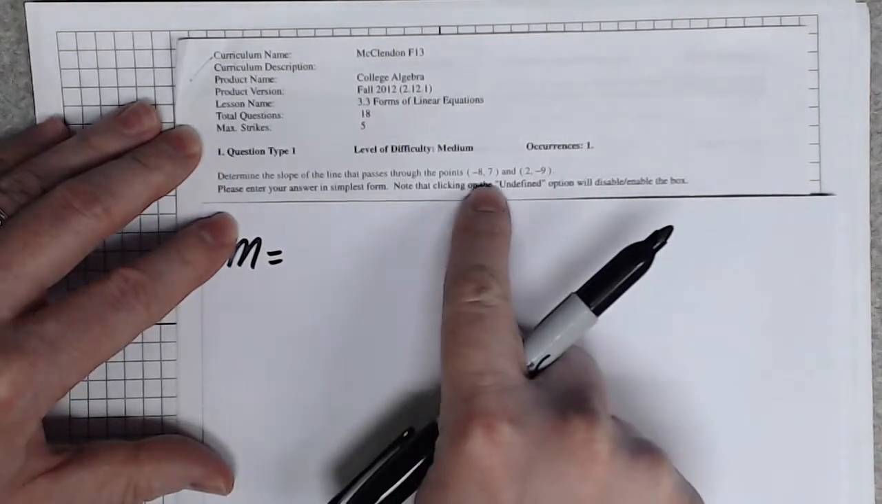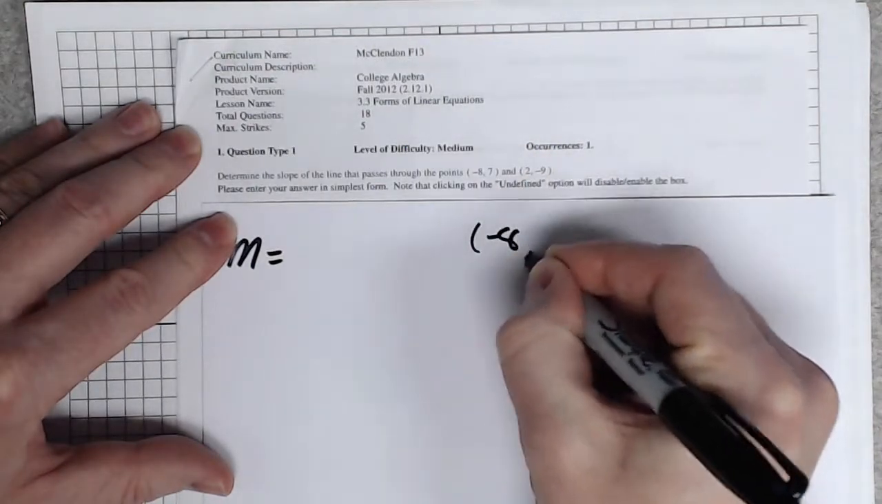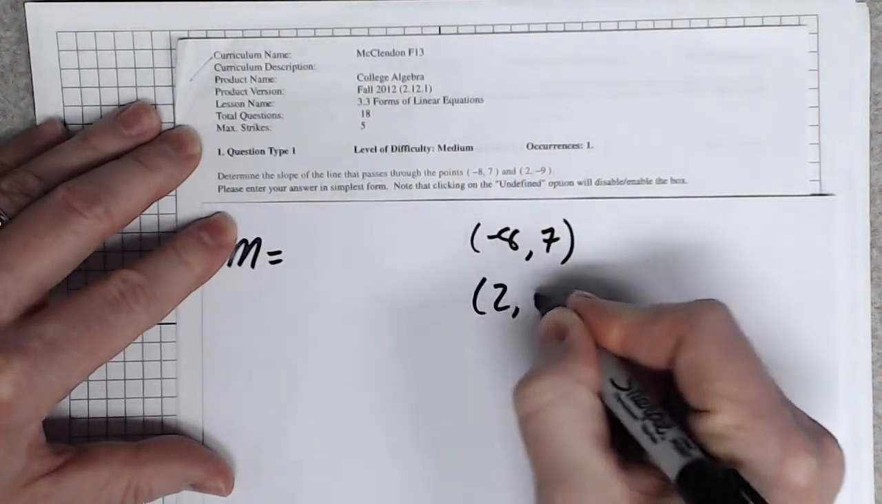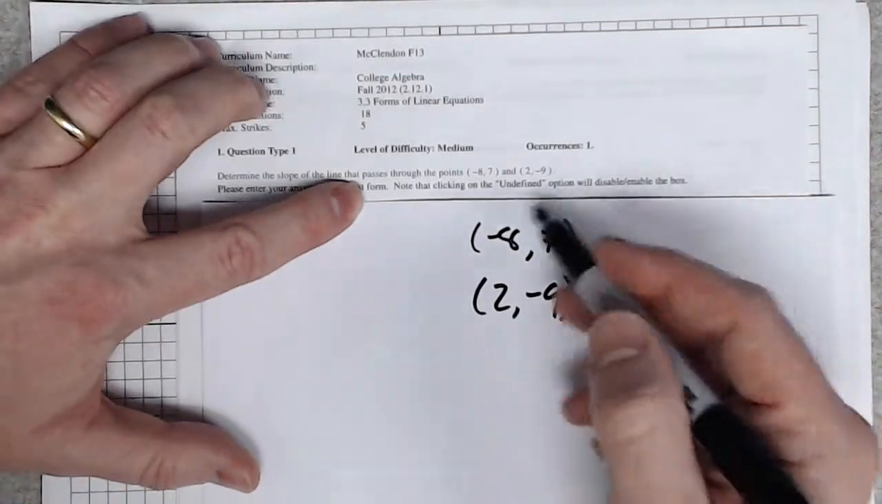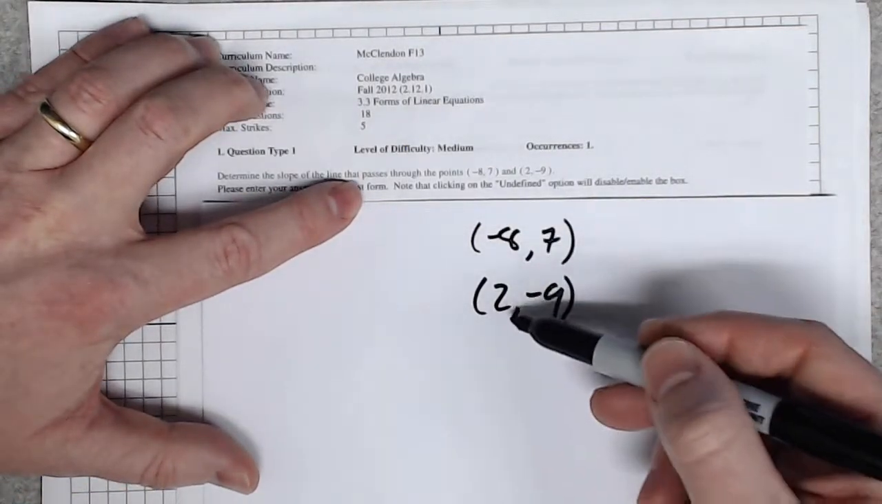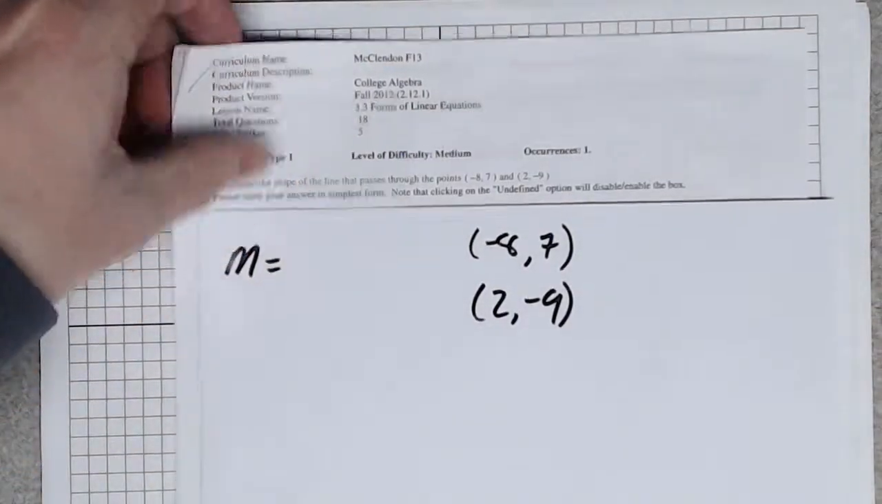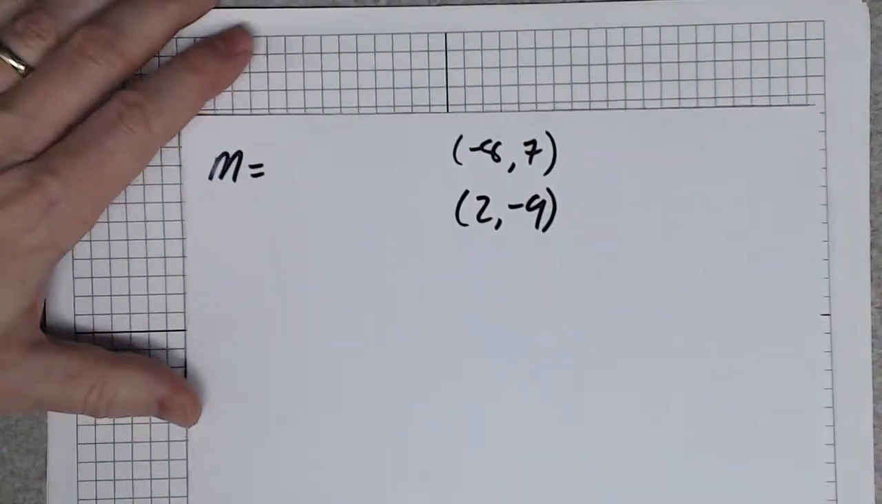So we're given 2 points. Our 2 points are (-8, 7) and (2, -9). And it says here, determine the slope of a line that passes through the points (-8, 7) and (2, -9). Okay, so I wrote those down. I'll move that out of the way.